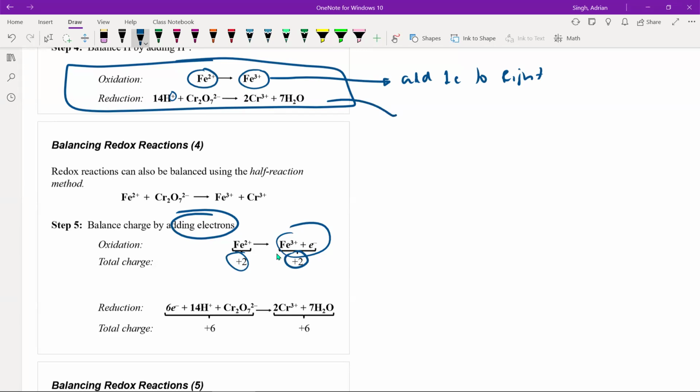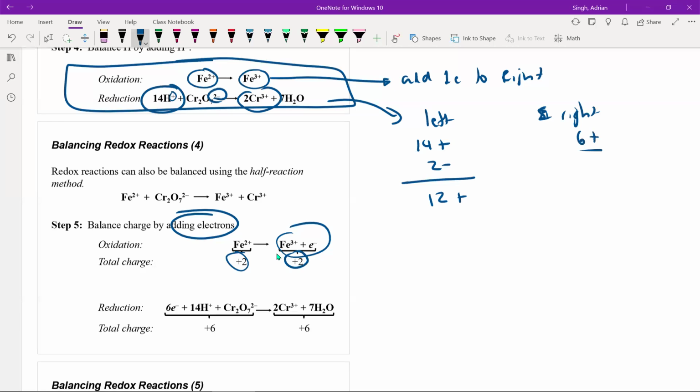If I look at the reduction half reaction, on the left side, if I look at the charges, I have 14 pluses and 2 minuses. So I sum those together. What do I get? I get 12 pluses. On the right side, I have 2 times 3 plus, which is 6 plus on the right.